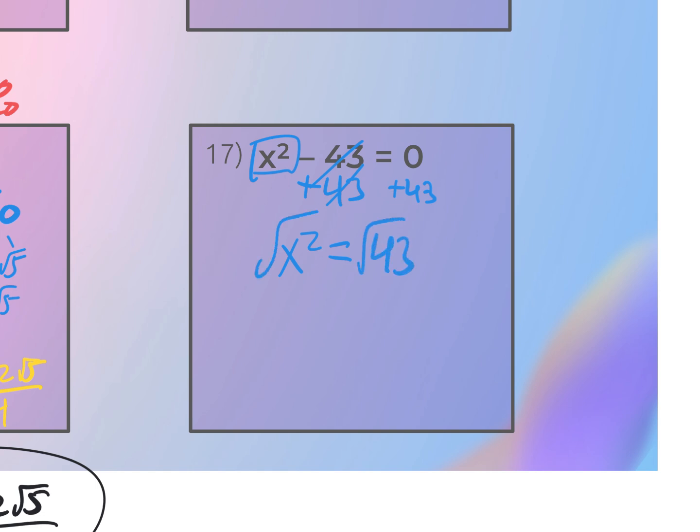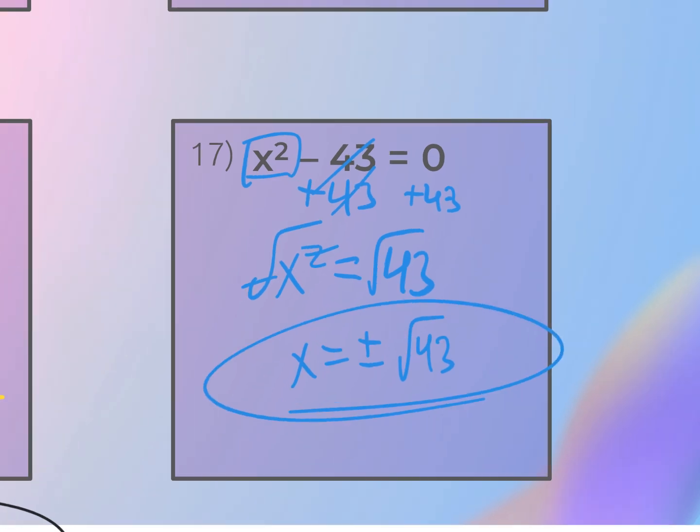And then we take the square root on both sides. Square root cancels with the square. And then we get x equals plus or minus the square root of 43. All right, and then 43 does not have any factors that are perfect squares, right? And 43 itself is not a perfect square, so you can leave your answer alone like this.